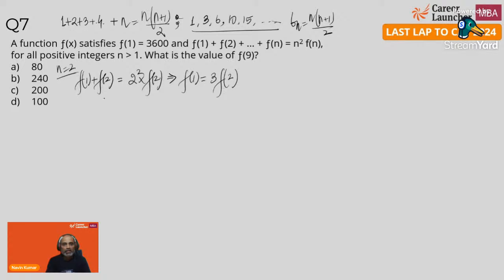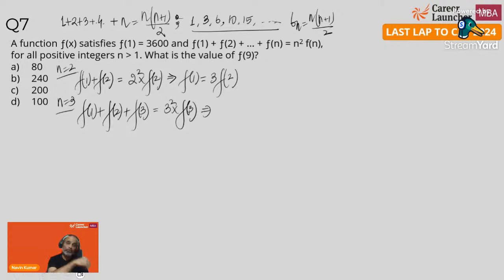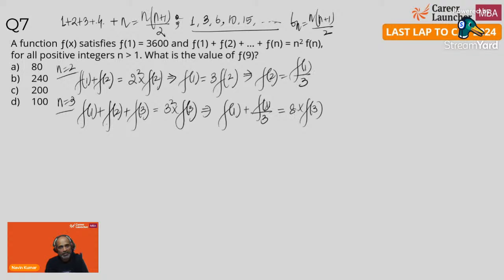Now, if I put n is equal to 3, I'll be getting f of 1 plus f of 2 plus f of 3 is equal to 3 square f of 3. If I bring f of 3 to the other side and instead of f of 2, I put its value, f of 1 remains. Instead of f of 2, we can write f of 1 whole divided by 3. And here I'll be getting 9 minus 1, which is 8 times f of 3. So I write it like this: f of 2 will be f of 1 whole divided by 3.